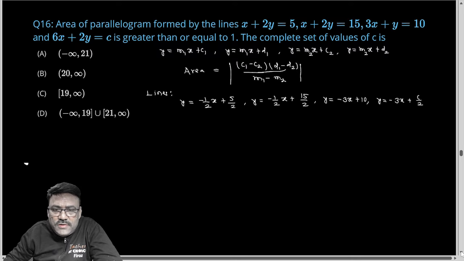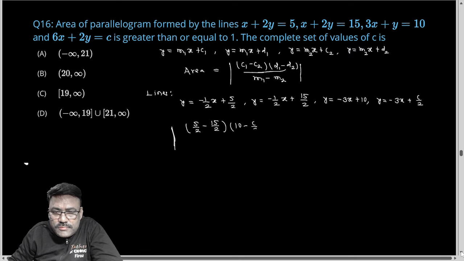So let's write the area. Area will be what? Mod c1 minus c2, so 5 by 2 minus 15 by 2. Then d1 minus d2, 10 minus c by 2. Then m1 minus m2, which is minus half plus 3. And this area is given as greater than or equal to 1.